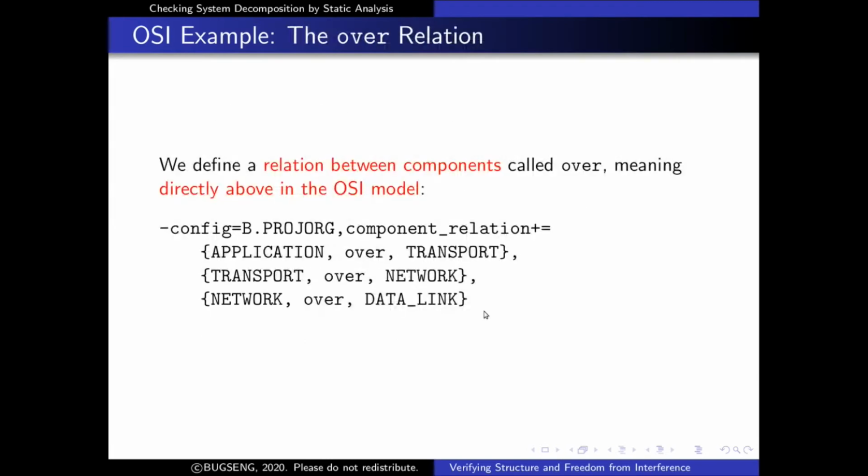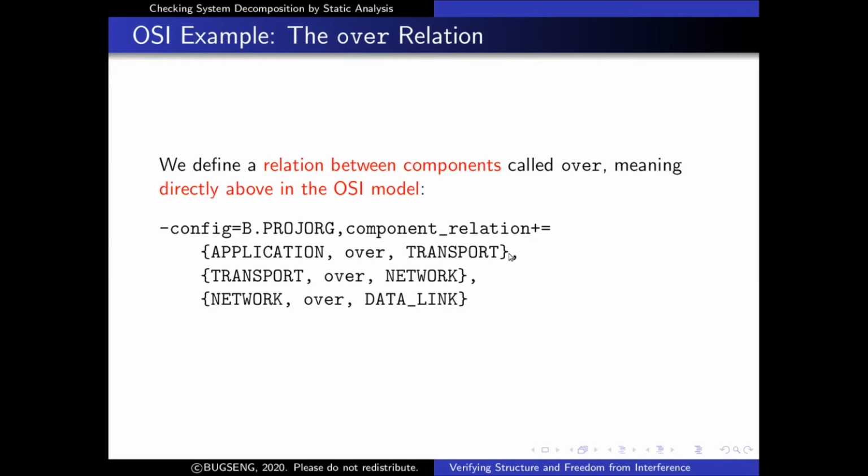And then we have to define the permissions we give to the components to interact between themselves. This example is based on the OSI model, which is a layering structure. So it is very easy in this case to define the permissions in terms of a relation.